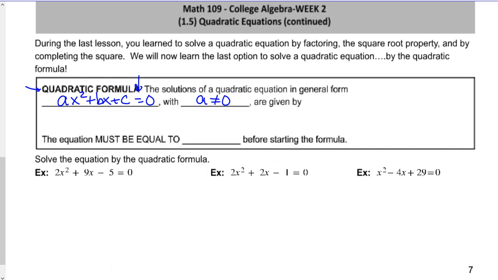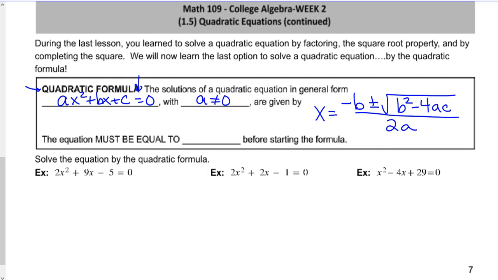But there is kind of a song that goes to it, and I'm not the best singer, but I do know that a lot of students remember it by a song. And so let me write the formula down, and then I will somewhat sing it for you, but no judging. So x equals negative b plus or minus the square root of b squared minus 4ac all over 2a.